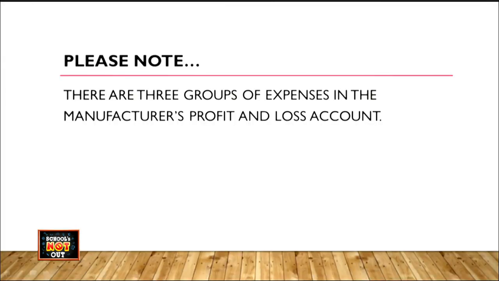Note that in the profit and loss account for a manufacturing entity, we have 3 groups of expenses. You see, accountants have to be very orderly. We must classify all the different expenses that we're dealing with on a day-to-day basis. So it behoves us that for a manufacturing concern, we group these expenses in an orderly manner in the profit and loss account. What are these groups of expenses?